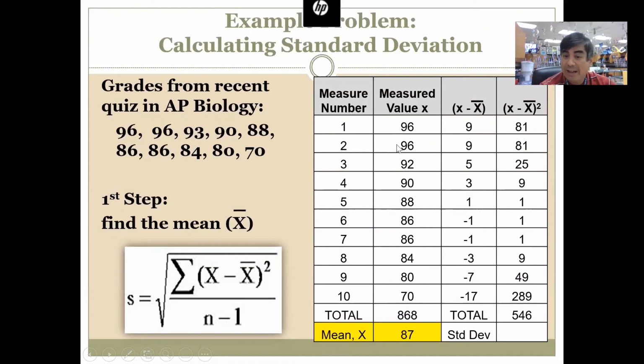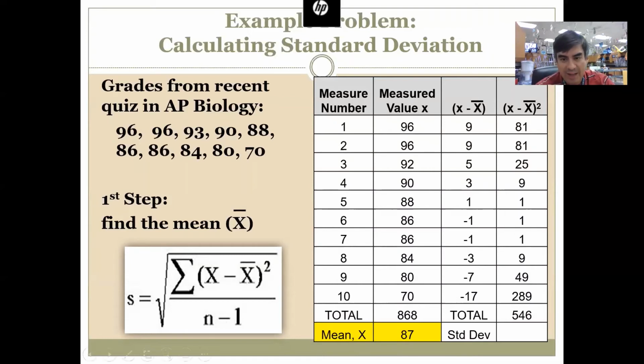So what I do is I add up all these numbers, and I got 868, and I divide by how many numbers, how many grades do I have? 10. So 868 divided by 10, boom, 87, that's my mean. Pretty easy. Guys, go ahead and check my math. Calculate this. Hopefully you get 87 as well. And you should. I don't think I made a mistake.